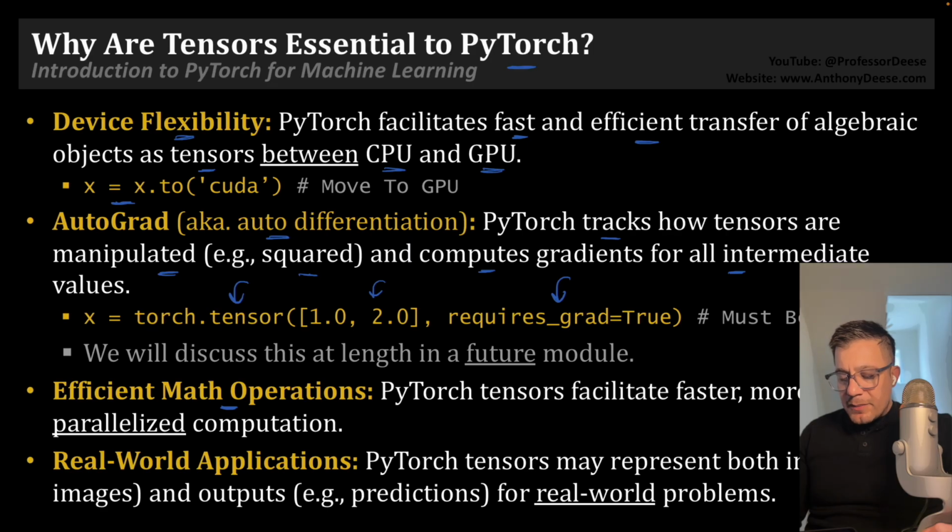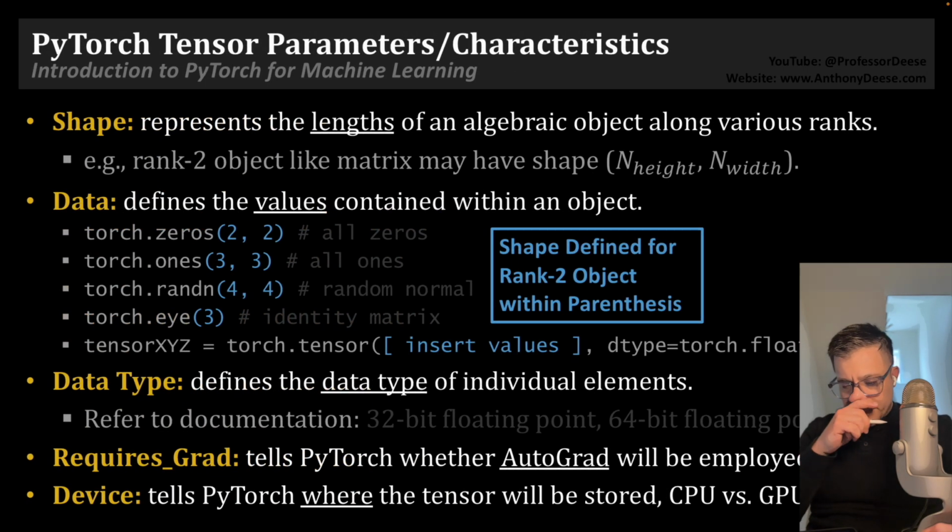So it's also more efficient. It yields efficient mathematical operations. PyTorch tensors facilitate faster, more parallelized communication. A lot of that has to do with the device flexibility and the ability to assign the tensors to the CPU or the GPU. And PyTorch tensors are very relevant to real-world applications because we can represent any type of input, from a set of numbers, an audio file, an image, as a tensor, and we can also represent the outputs, whether that's a string of numbers or a prediction, such as that associated with a binary classifier. We can define all of those as tensors, so it's a very robust representation of data.